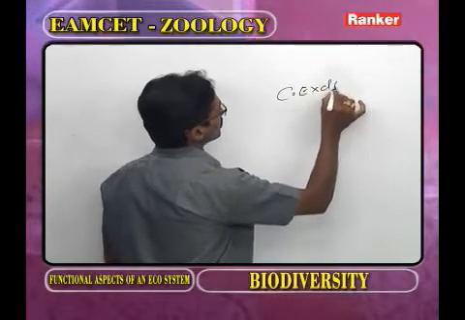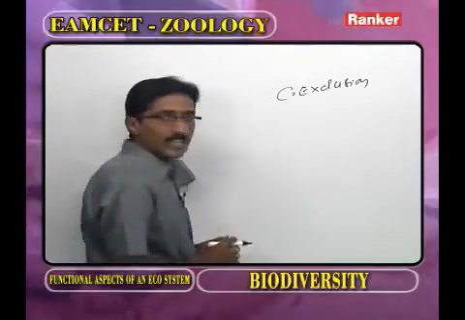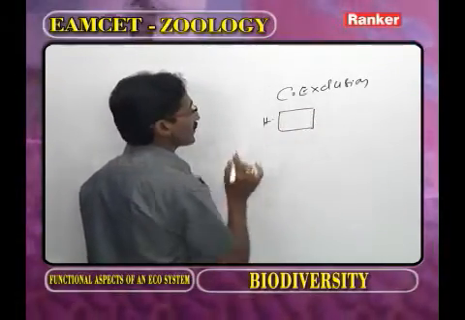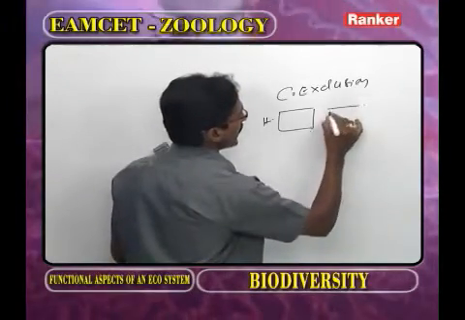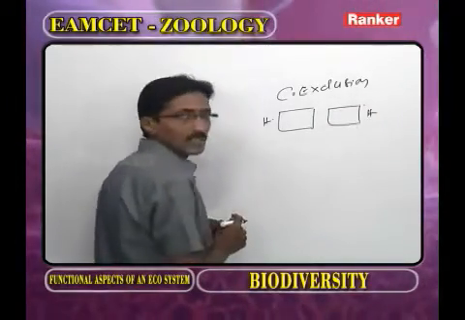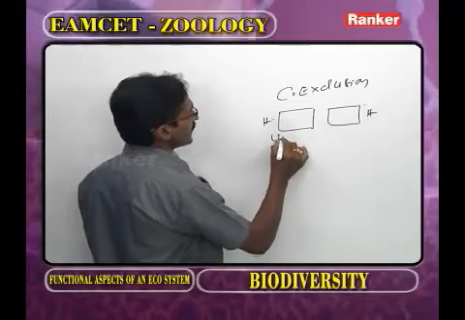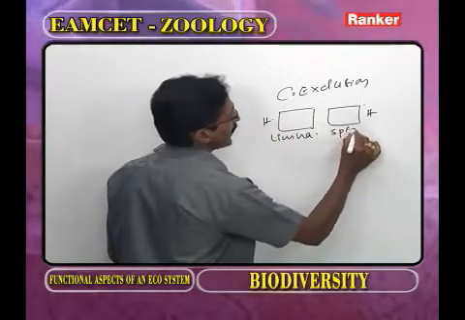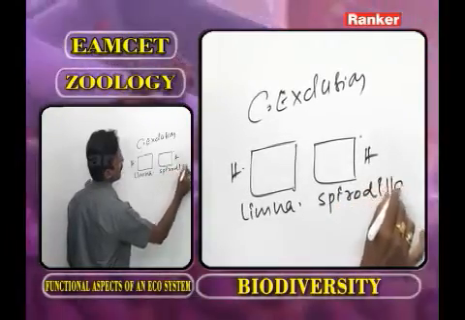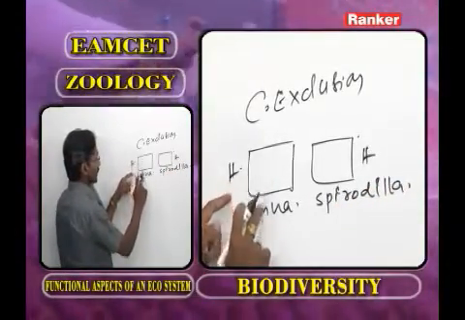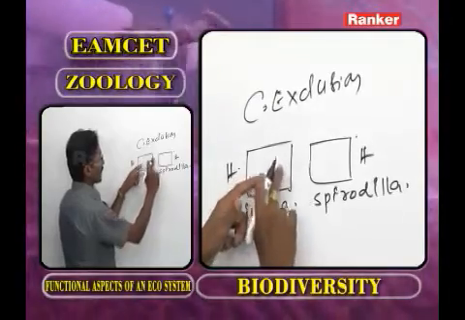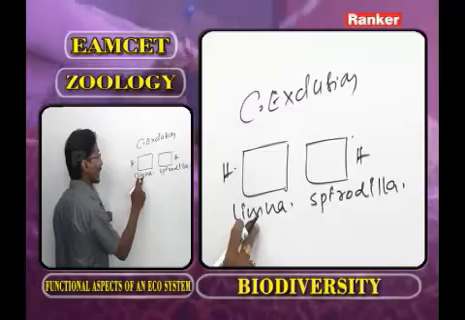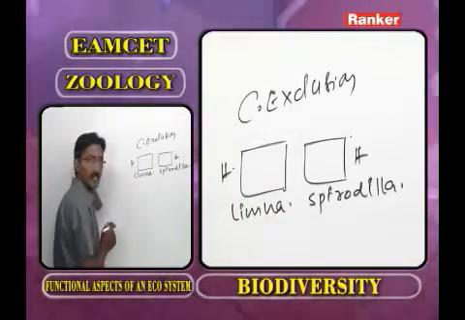Competitive exclusion. Now regarding the competitive exclusion, this is one habitat, H means one habitat. This is another habitat. Now in this habitat what is present? The Lemna. In this habitat what is present? The Spirodela. Now the Lemna and Spirodela are present in two different habitats. In their own habitats they are independent.